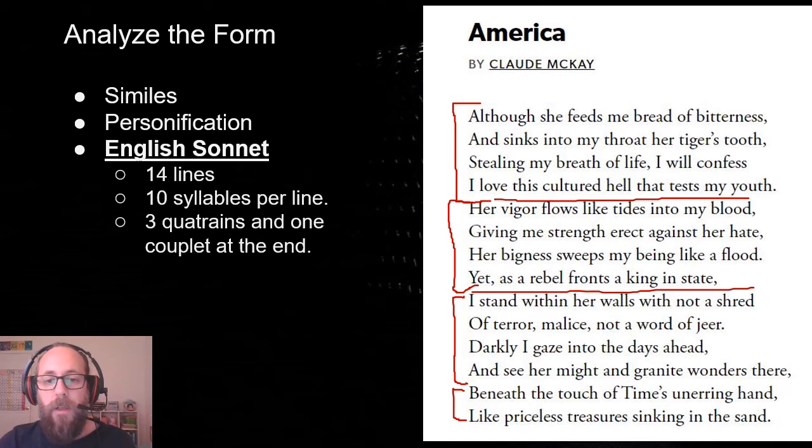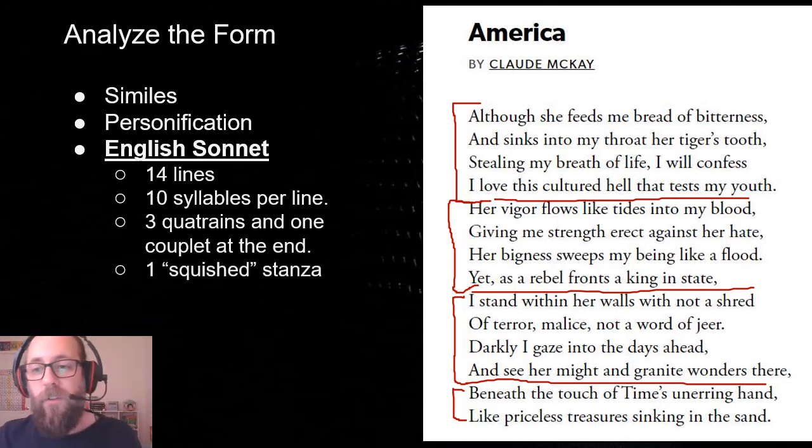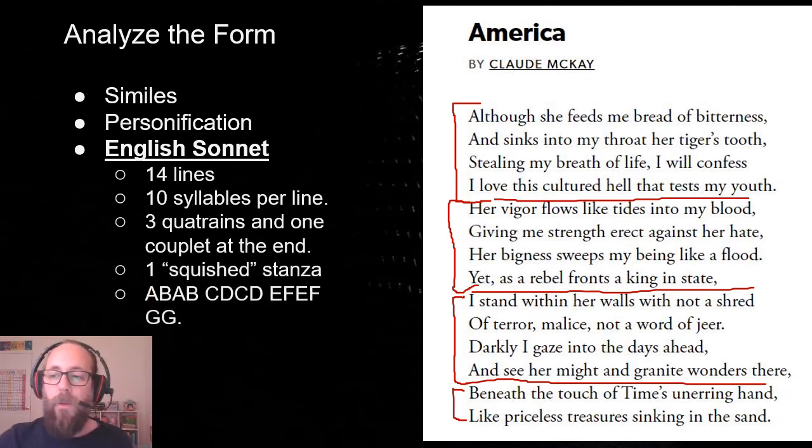So even though there's no space between them, we're going to see that these 4 have a relationship to each other that these 4 do not. Okay, let's look at it. So it's one squished stanza, and then we have a rhyme scheme. Hold on there, yeah, the rhyme scheme.